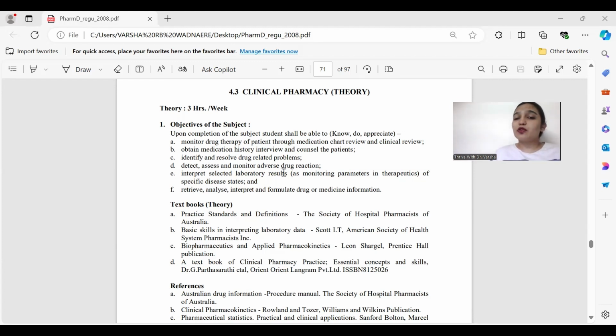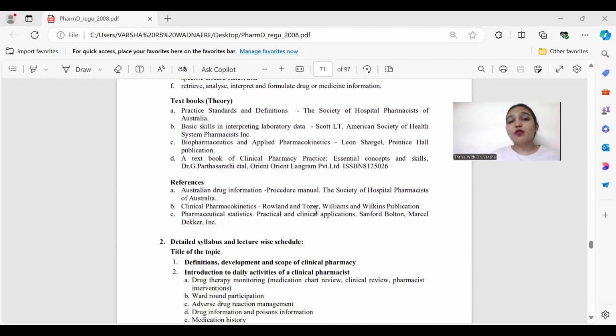Then interpret selected laboratory results as monitoring parameters in therapeutics of a specific disease state. You have to retrieve, analyze, interpret, and formulate drug or medicine information. So if they have any doubt, you will first have to get standardized information before providing it to someone. You will have to verify that this information is standardized. This is the scope as well as the objective of why you'll be studying this subject. What textbook you can refer to: again, whatever the professor tells you to refer to, you can refer to that. But from here, you can refer to Parthasarathy's book, A Textbook of Clinical Pharmacy Practice.